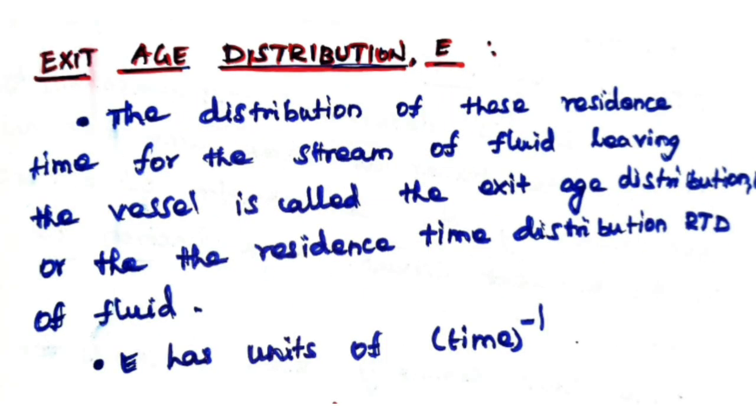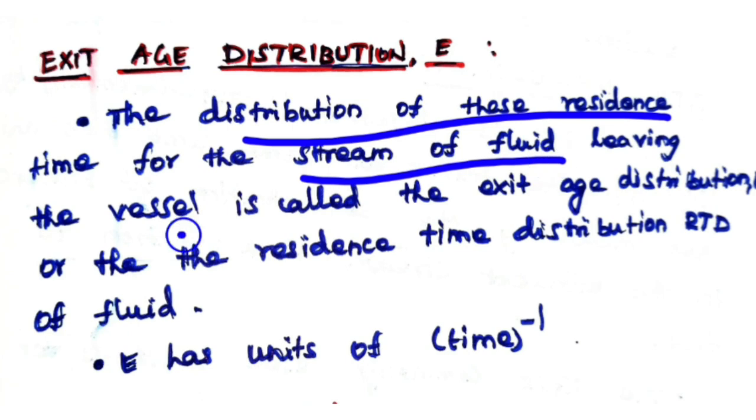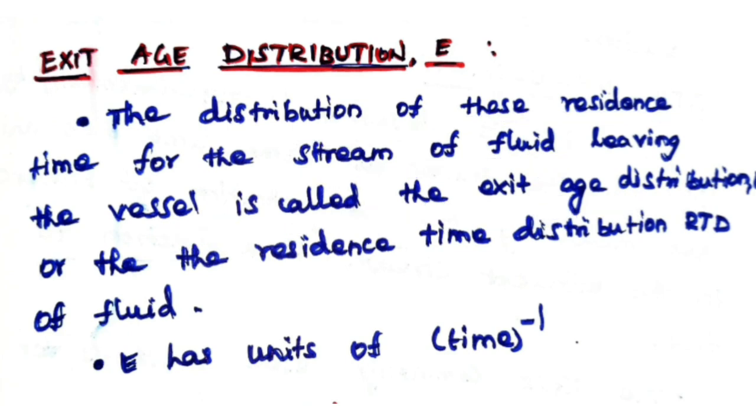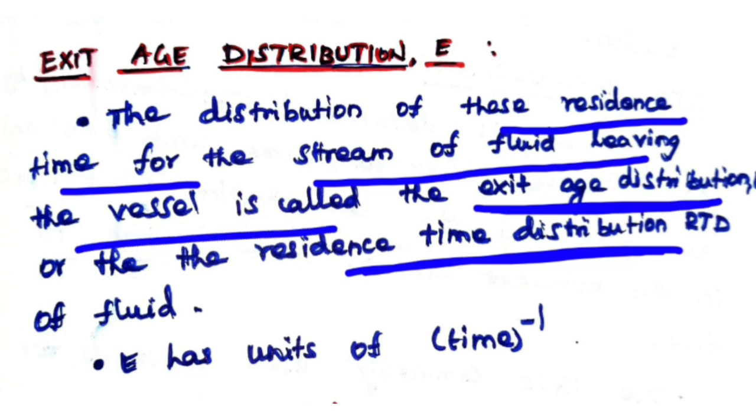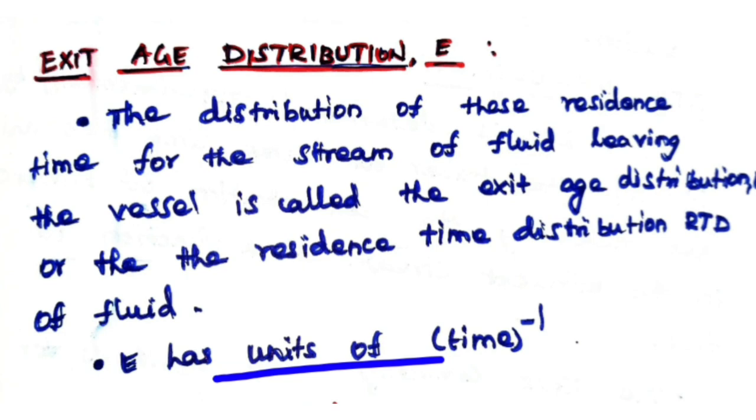Residence time distribution is calculated as the exit age distribution. That means the distribution of the residence time for the stream of fluid leaving the vessel is called the exit age distribution, or the residence time distribution, RTD, of the fluid. So you are going to measure the residence time for the stream of fluid leaving the vessel. This is known as the exit age distribution. Here E has units of time inverse.